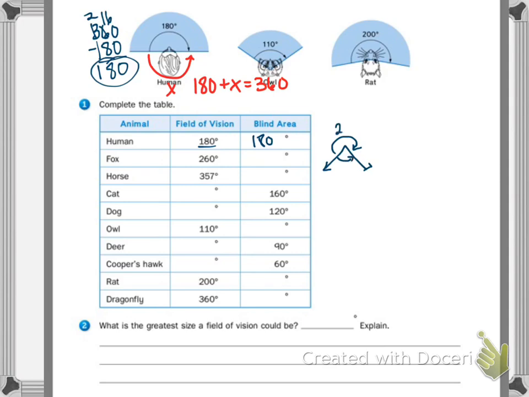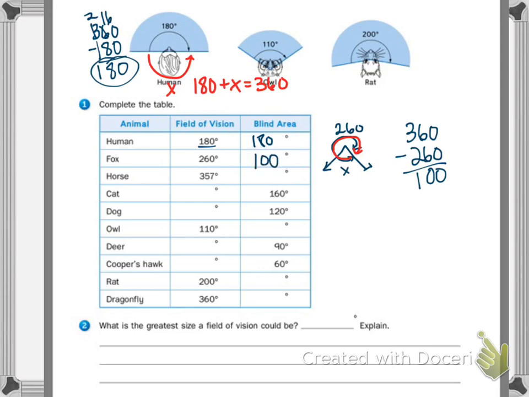Okay, well, if this is 260, how are we going to figure out what they can't see? Well, I know that the full circle right here, this full field of vision, is 360 degrees. And since they can see 260, we go 360 minus 260. And that means we're going to get 100.